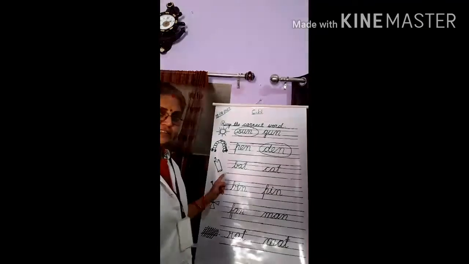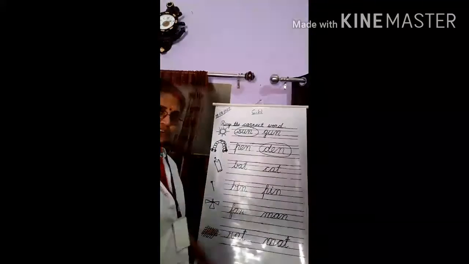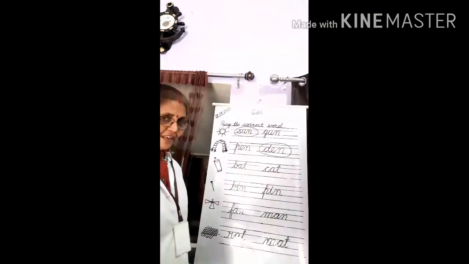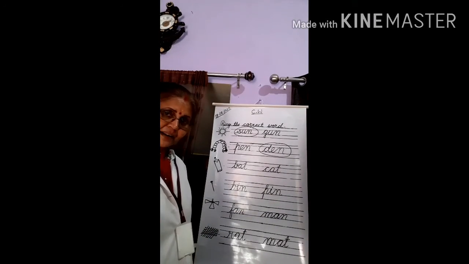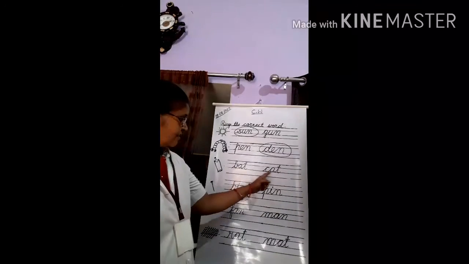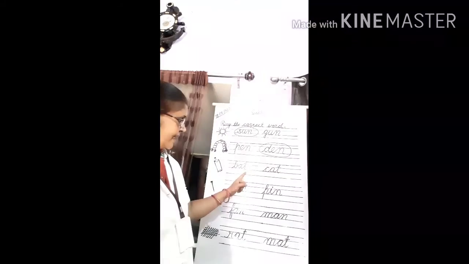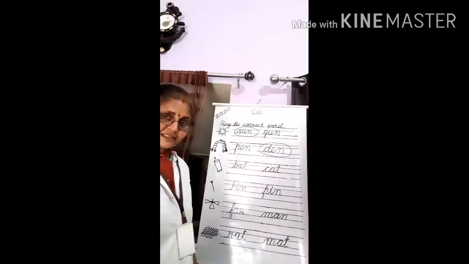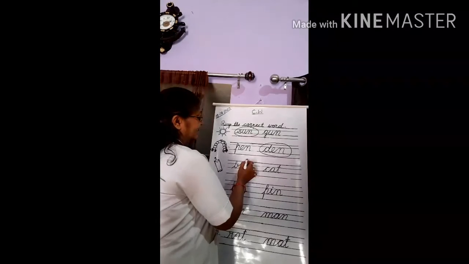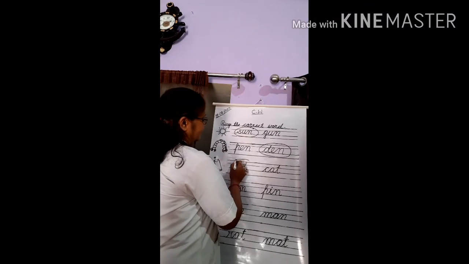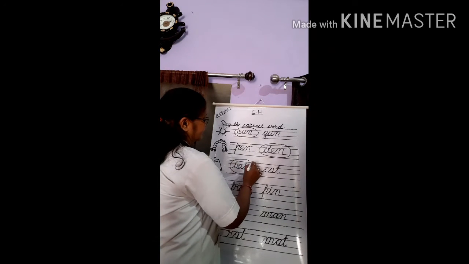What is this? Yes, this is a picture of a bat. You play with a bat. So what is the spelling? Correct spelling of bat. This one or this one? B-A-T, bat, or C-A-T, cat? Yes, B-A-T, bat. This one is correct. So you have to make a circle around it.